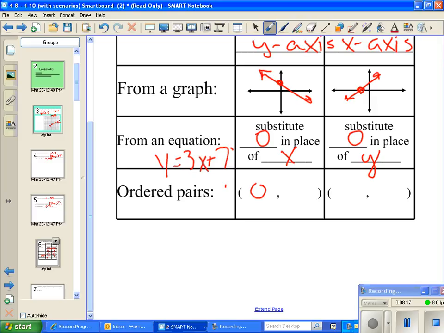Zero for where? Good. Okay. When you find y-intercept, x is 0, and this is the y-intercept. When you find x-intercept, you put 0 in for y, and your x is going to be the x-intercept. Okay. So it's the opposite. Y-intercept, 0 in for x. X-intercept, 0 in for y.